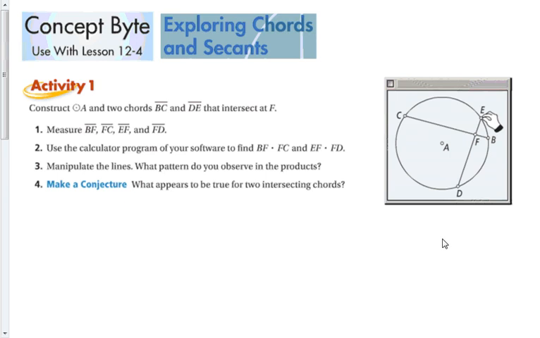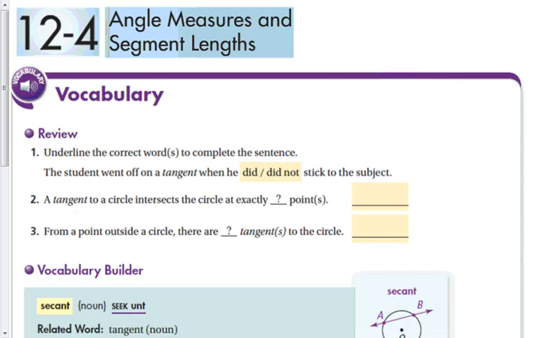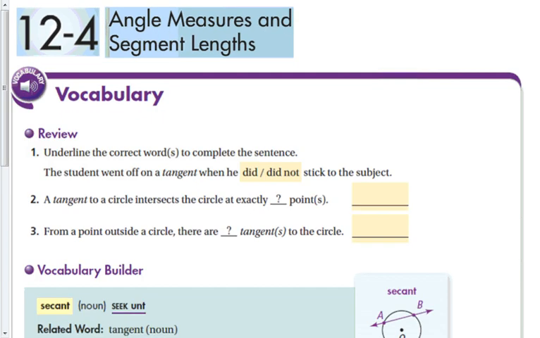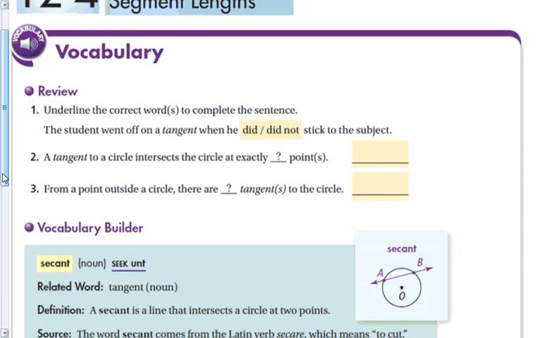Hey students, this is lesson 12.4, angle measures and segment lengths. In this lesson, we're going to learn how to find the measures of angles formed by chords, secants, and tangents, and to find the lengths of segments associated with circles. Go ahead and do the review here, and I'll check back with you.